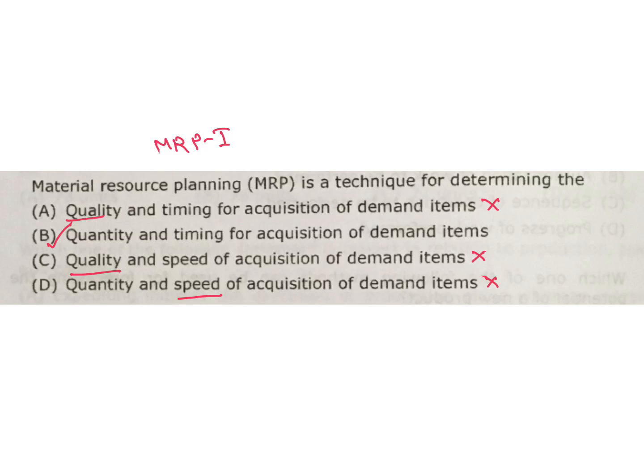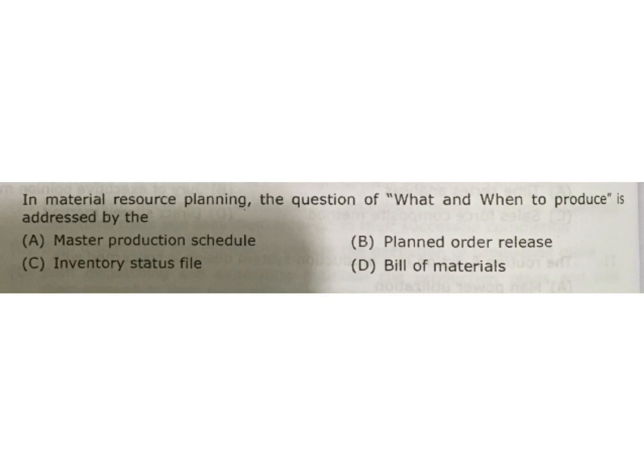In material resource planning or MRP1 or simply MRP, the question of what and when to produce is addressed by: A. master production schedule or MPS, B. planned order release, C. inventory status file, D. bill of material or BOM. Answer is master production schedule, MPS.